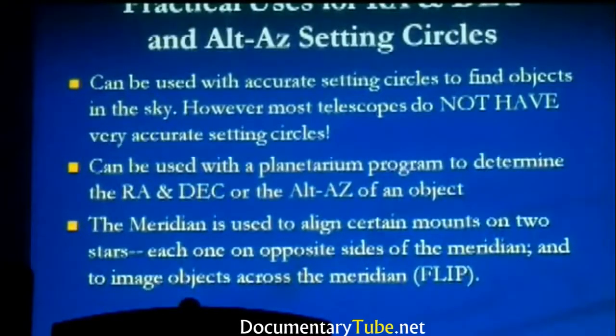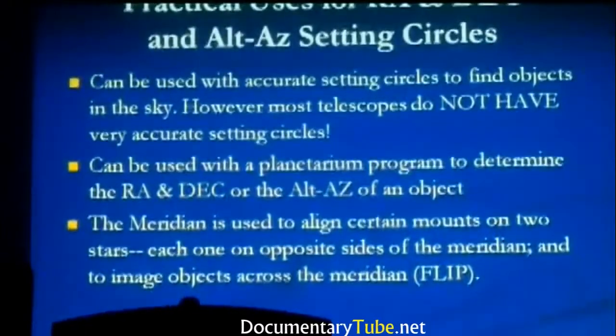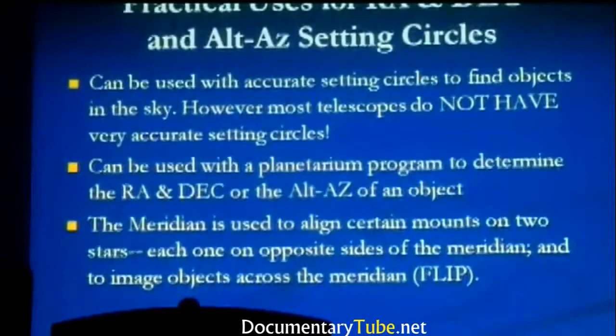All right, so practical uses for right ascension and declination and alt-az setting circles. They can be used with accurate setting circles to find objects in the sky.